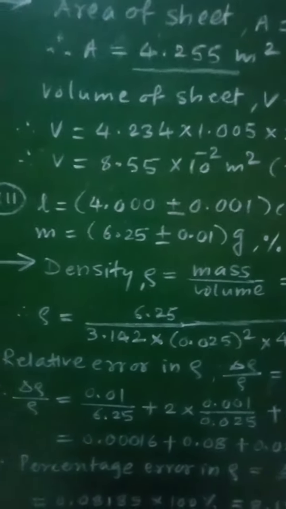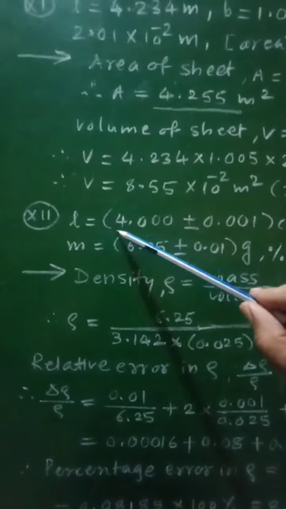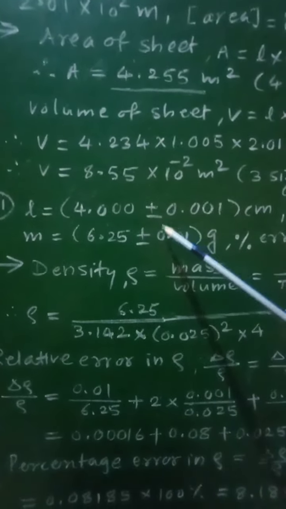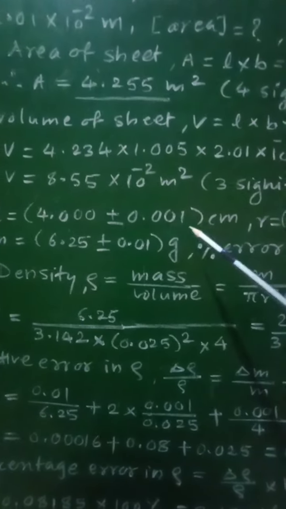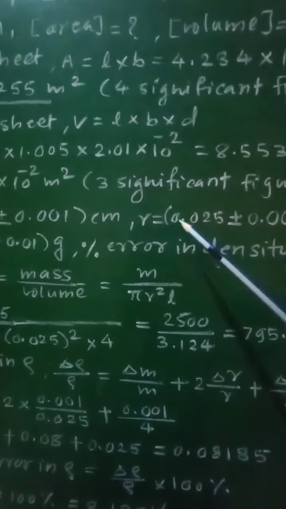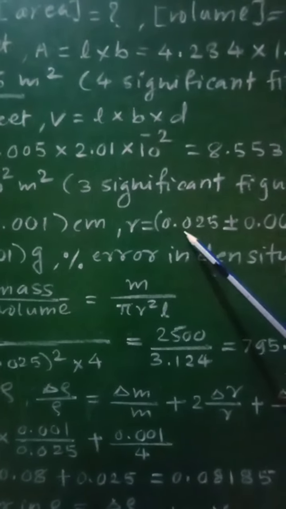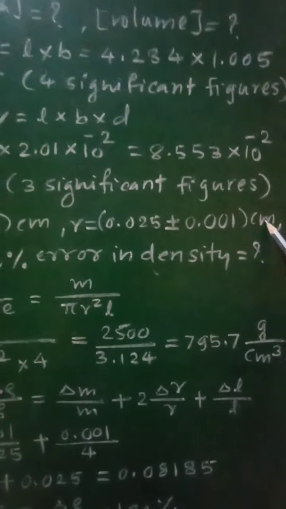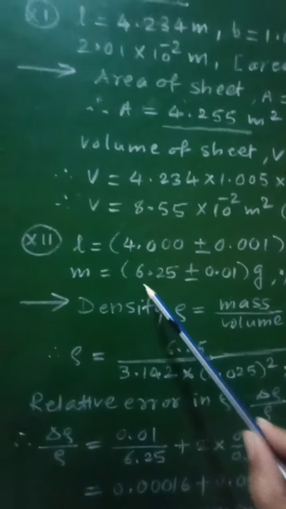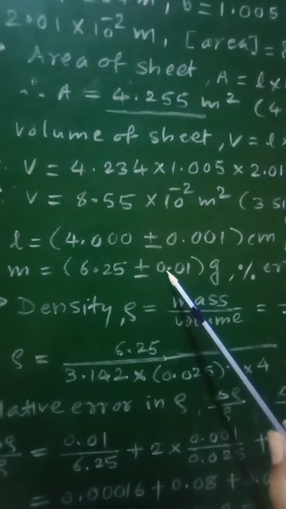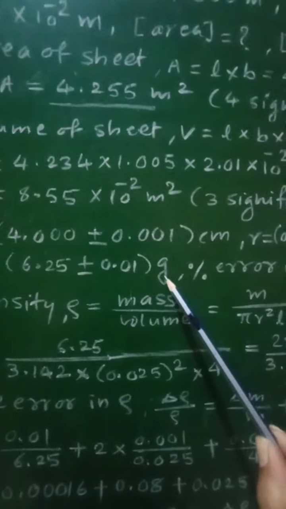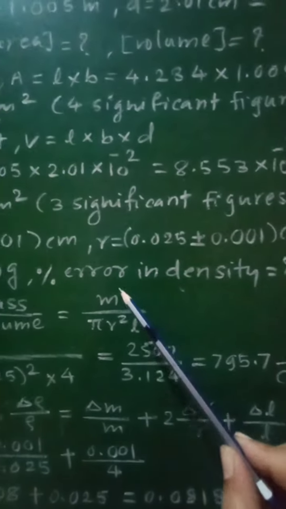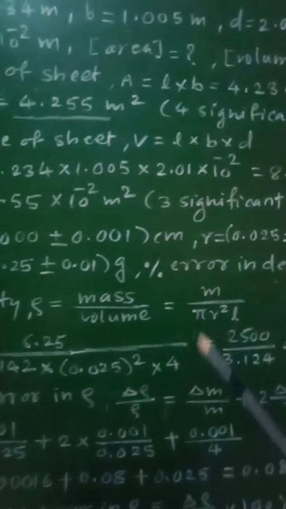And therefore, for this numerical number 12, the length is given, that is length L is equal to 4.000 plus minus 0.001 centimeter. Then the radius of the cylinder is given, R is equal to 0.025 plus minus 0.001 centimeter. Then mass M is given 6.25 plus minus 0.01 gram, and we have to find out the percentage error in the density.